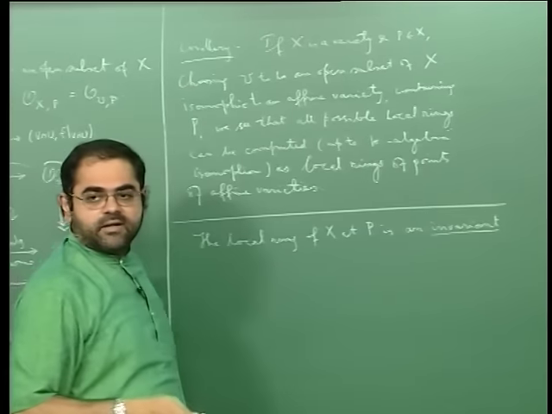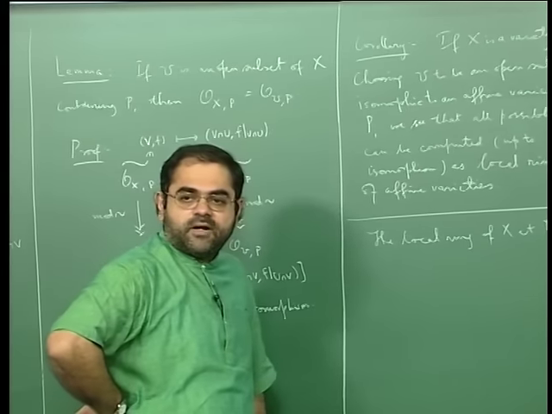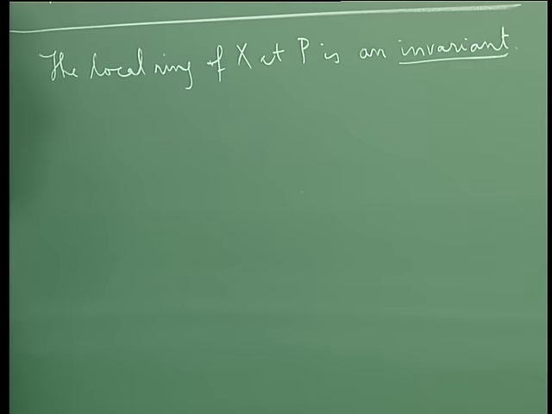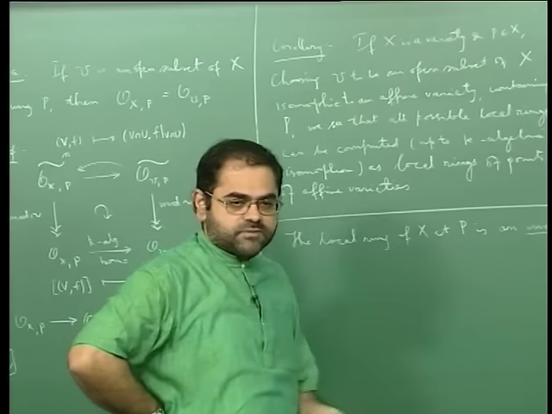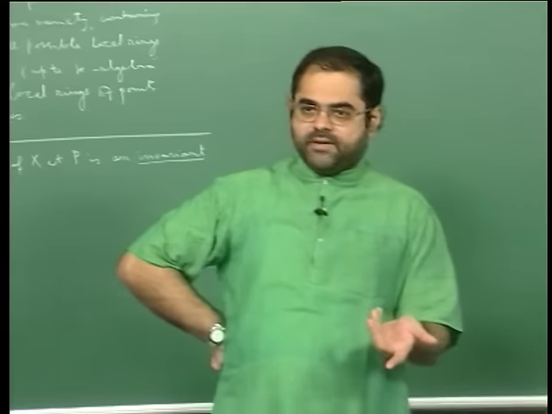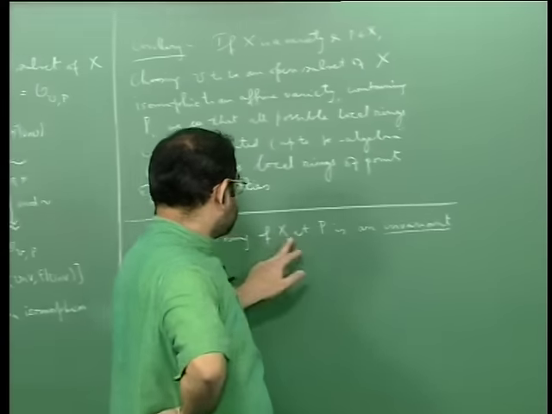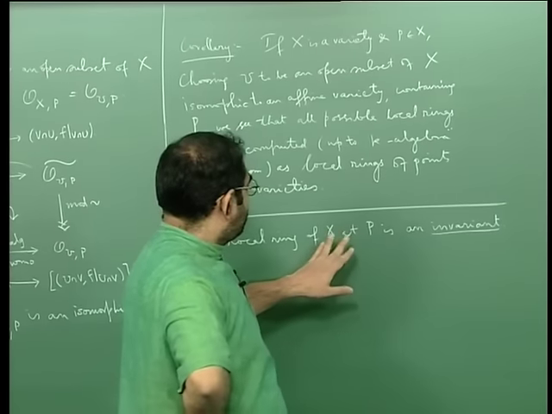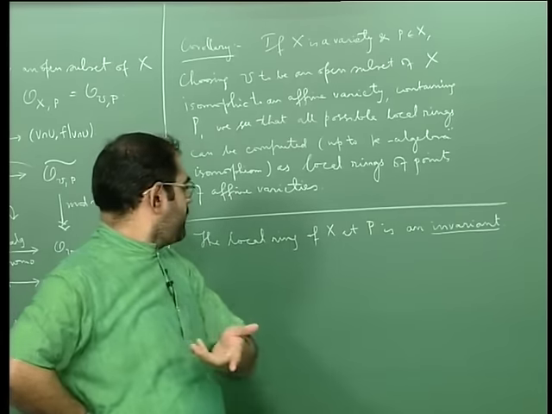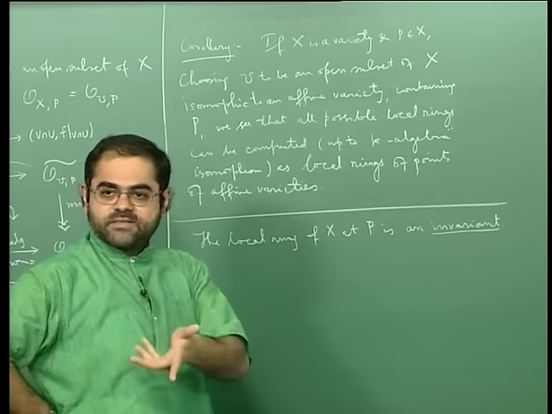So what's an invariant? An invariant of a certain geometric object, or of a mathematical object, is something that doesn't change, or changes only up to isomorphism, if you change the object up to an isomorphism. So what I am trying to say is that if you change x and p up to isomorphism, then the local ring will change only up to an isomorphism.